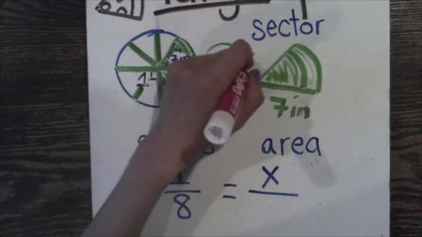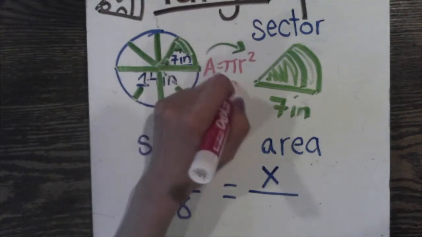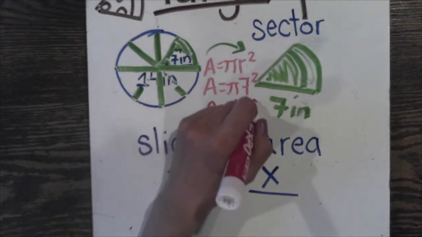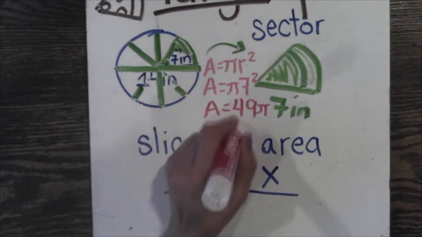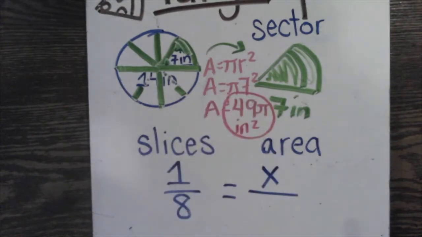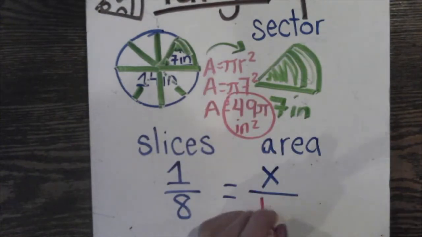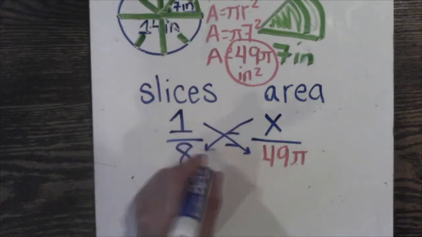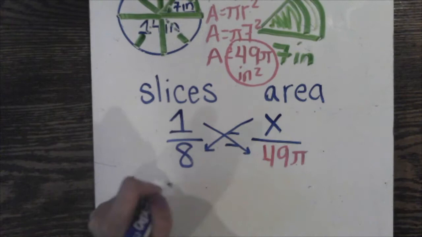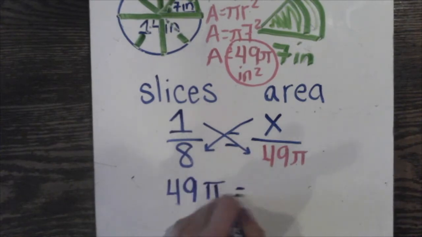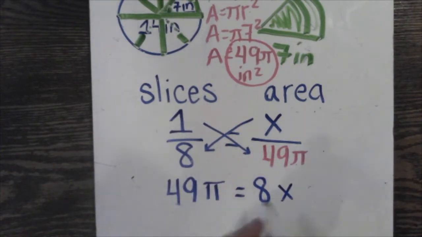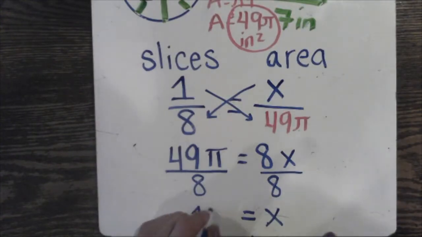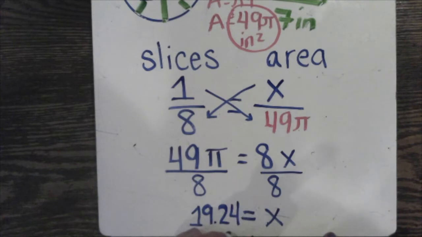Area equals pi r squared, and r is 7, so pi times 7 squared, which is 49 pi square inches in this case. I am going to write x over 49 pi, the area I don't know of my sector, and the whole pizza. 1 times 49 pi is 49 pi, while x times 8 is 8x. To leave x alone, I have to divide by 8 on both sides, and when I put this into my calculator, I get 19.24 square inches.